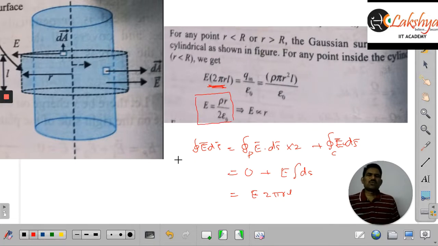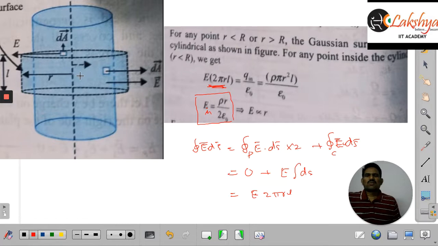Now this is the electric field inside, so inside it is directly proportional to this r here. So the electric field intensity is directly proportional to r inside this cylindrical surface. Now this is the inside expression.